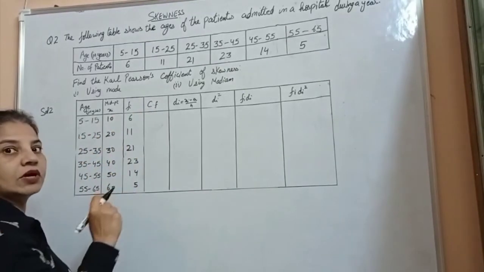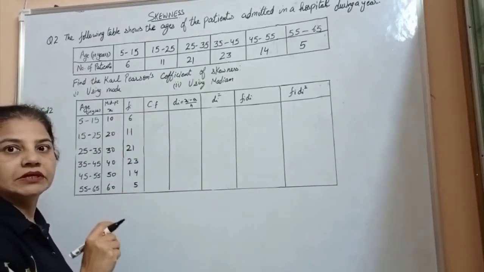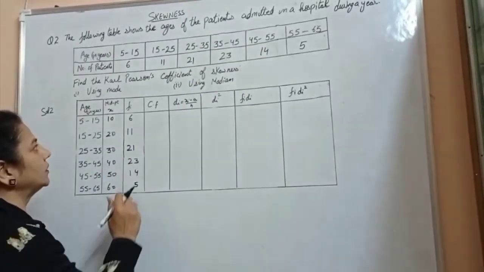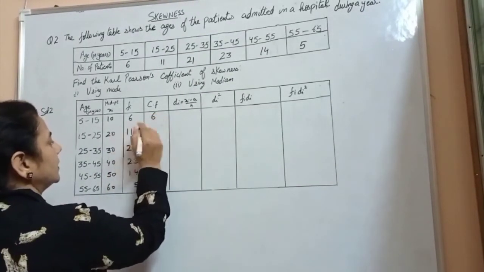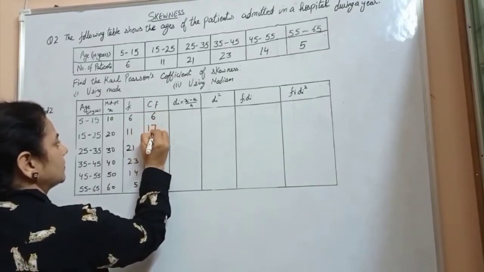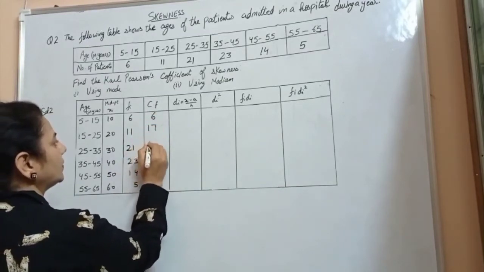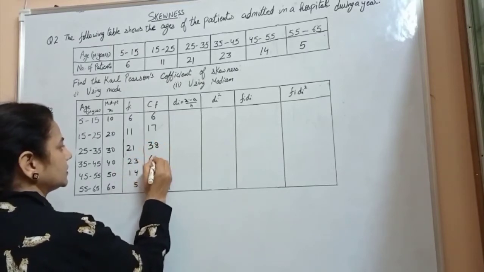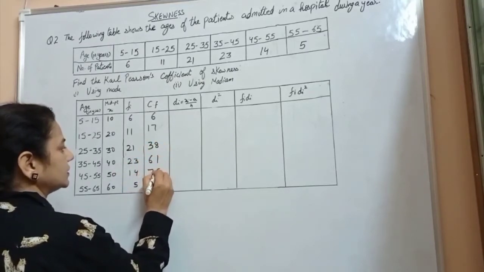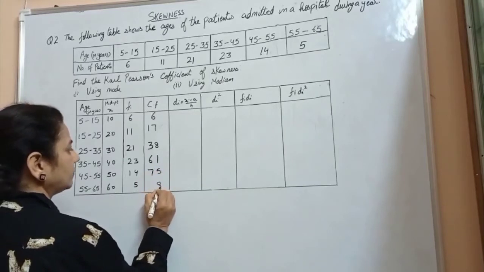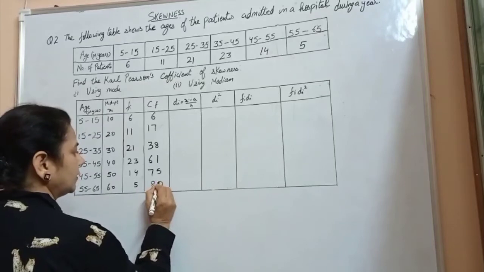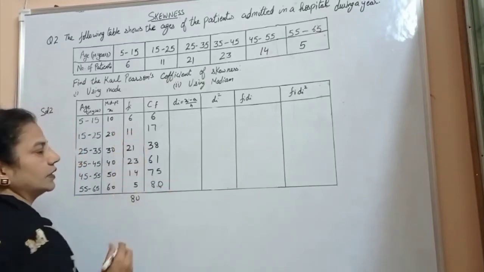Next is CF, the cumulative frequency, because we have to calculate the median also. Median, mode, everything we have to calculate. So for the median we calculate the cumulative frequency. 6 plus 11 is 17, plus 21 is 38, plus 23 is 61, plus 14 is 75, plus 5 is 80. This is also 80.